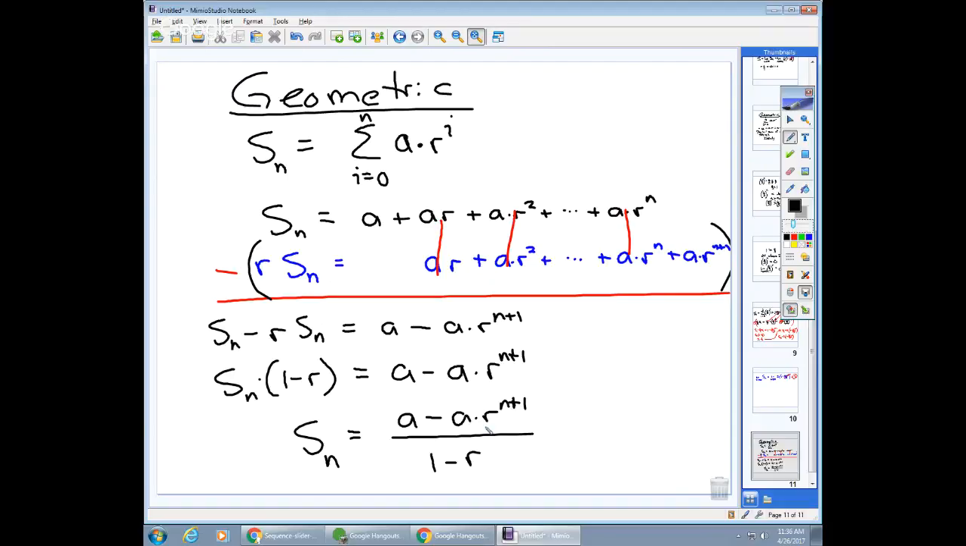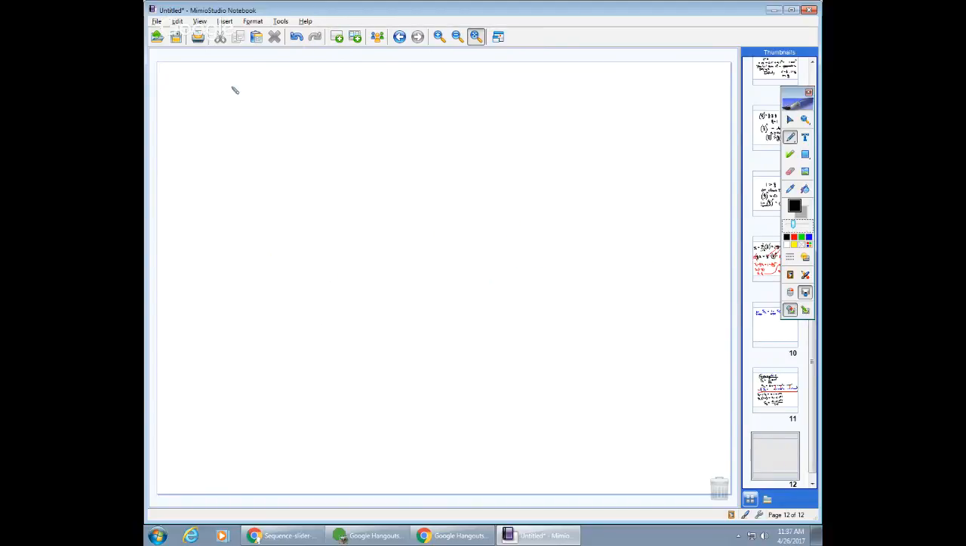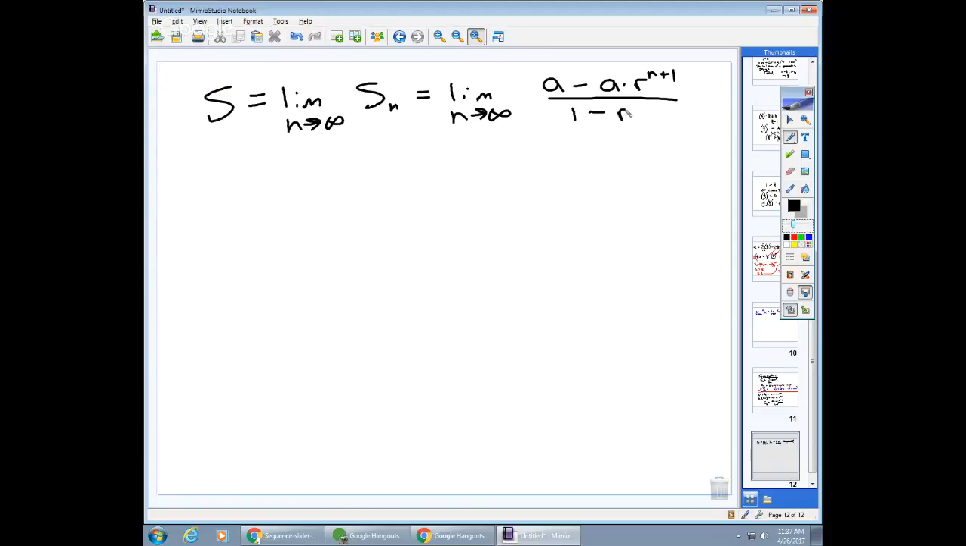Now this works for any r. r could be 2 and this would still work. r could be 1.5 and this would still work. But I'm looking for things that go on forever. So if r is 2, I have a problem because 2 to the n grows without bound. So if we want the limit of partial sums to turn into the real sum, that's going to give us the limit as n increases forever of a minus ar to the n plus 1 over 1 minus r. And we could factor that a out. I'm just going to leave it there for now.